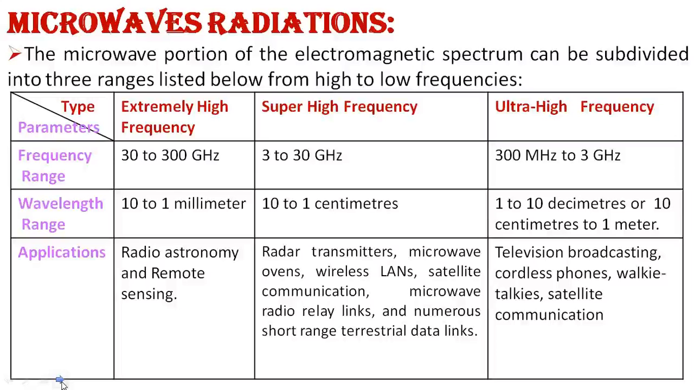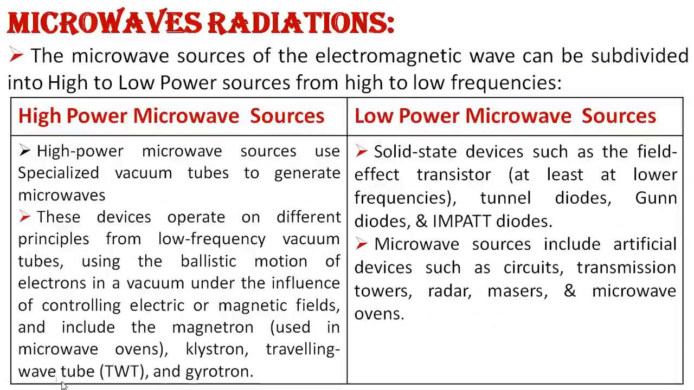And ultra high frequency: frequency range 300 megahertz to 3 gigahertz, wavelength range 1 to 10 decimeter, or 1 centimeter to 1 meter, and its applications are television, broadcasting, cordless phones, walkie-talkies, and satellites. So these are the three types of microwave radiation.